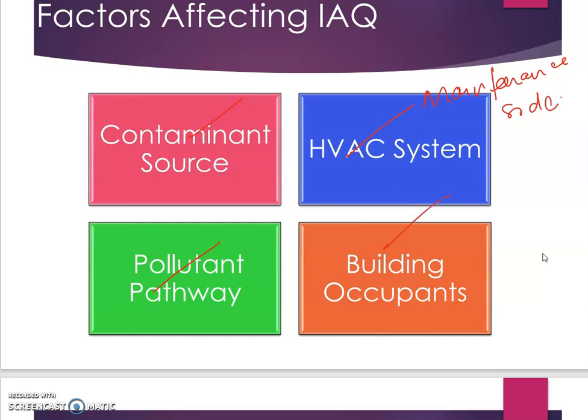And then the next one is the building occupants. The humans that live in that indoor area will also be a source of pollutants. For example, humans shed dirt from dry skin and hair, and maybe from pets, from cats, maybe from their wool. So that's why building occupants also lead to poor indoor air quality.